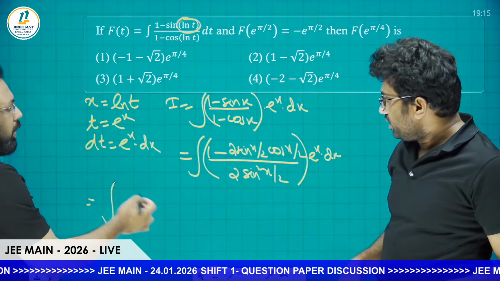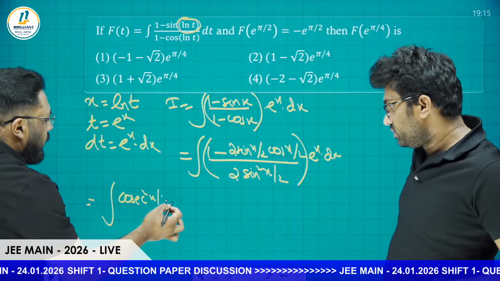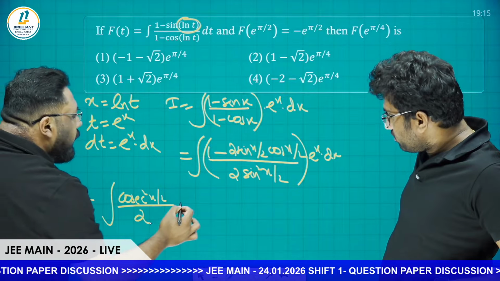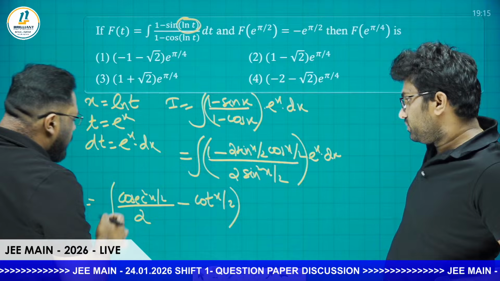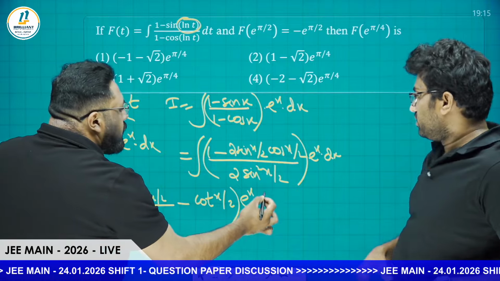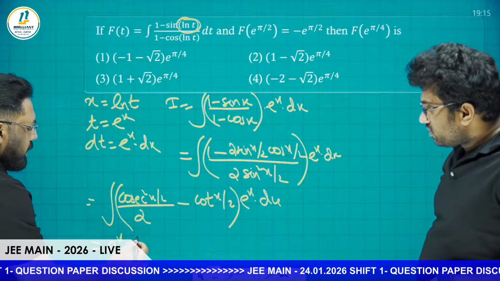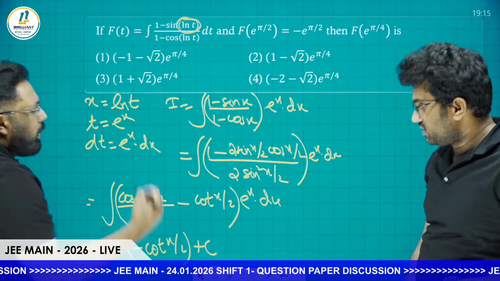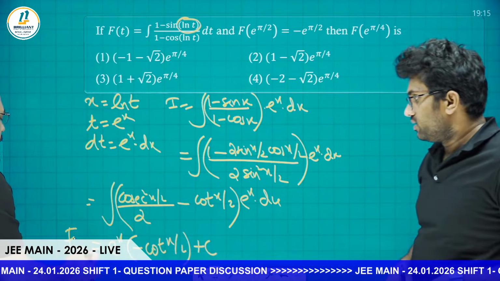This is easily going to be e power x into half cosec square x by 2, and this will be cot x by 2 into e power x. So e raised to x, f plus f dash, gives e raised to x into minus cot x by 2 plus c. This is our capital F of x.